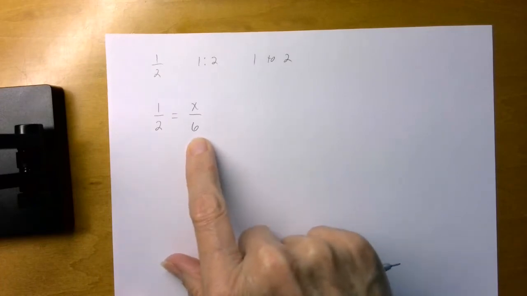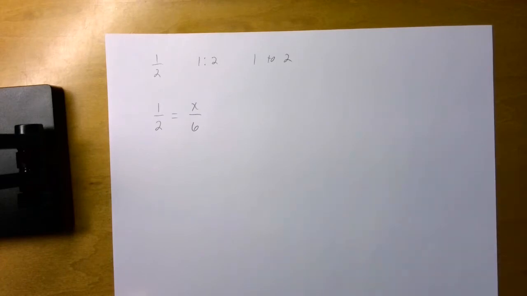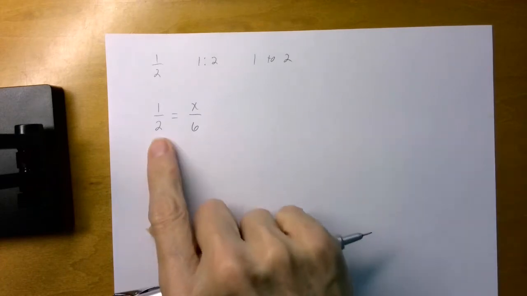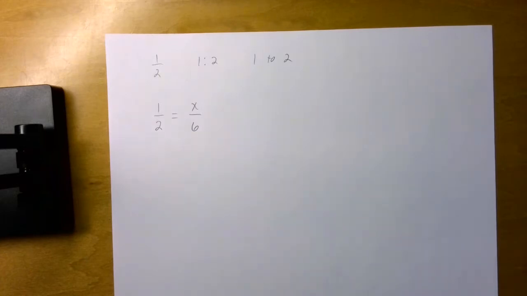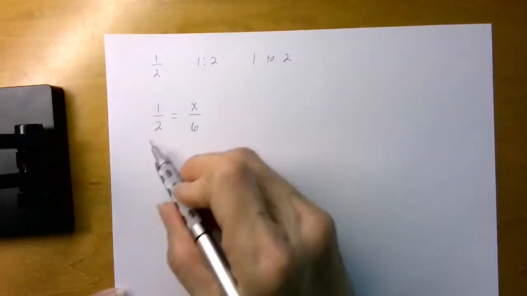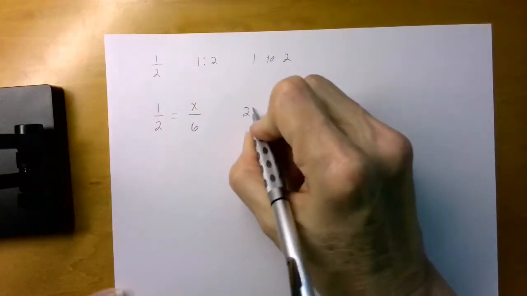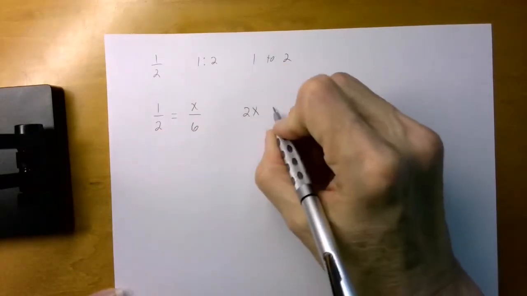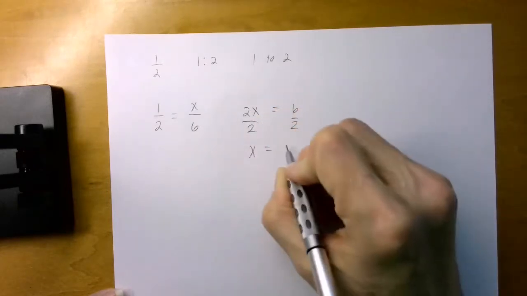When we are working with proportions, that is, a single fraction equal to a single fraction, we're allowed to cross multiply. It doesn't matter how you do it, you just get it done. I would probably do 2 times x equal 1 times 6, which is 6, divide both sides by 2, x equals 3. Well, that makes sense because we know that 1/2 equals 3/6.